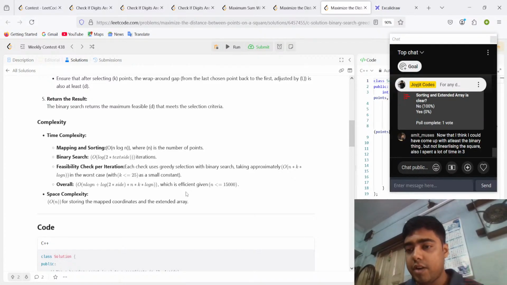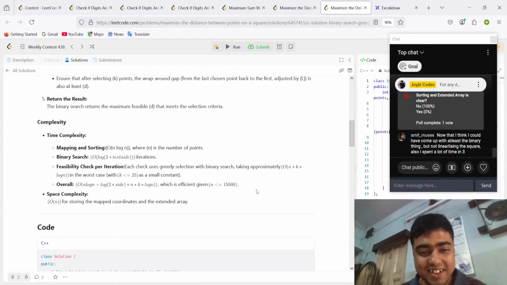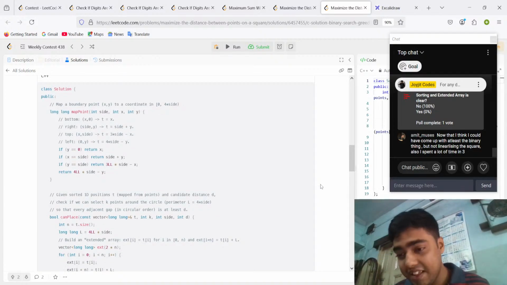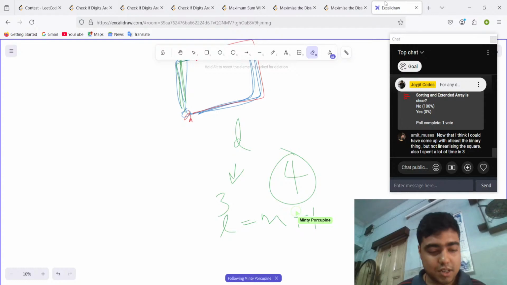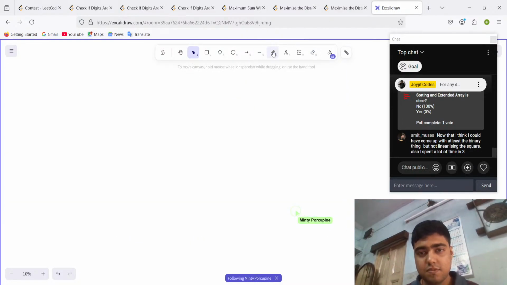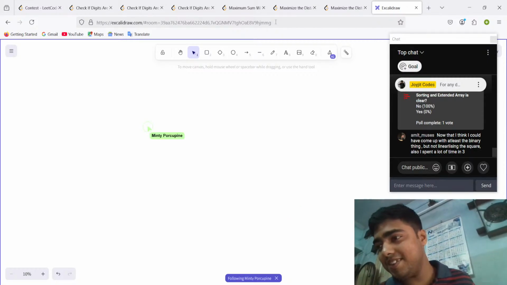Now that I think I could have come up with at least the binary thing, but not linearizing the square. Also, I spent a lot of time on C. Even I did it, don't need to worry. It happens. Okay, so is it clear? Is D clear? Is everything clear? Today's contest clear? I think it is clear. Yeah, I have gone through it.